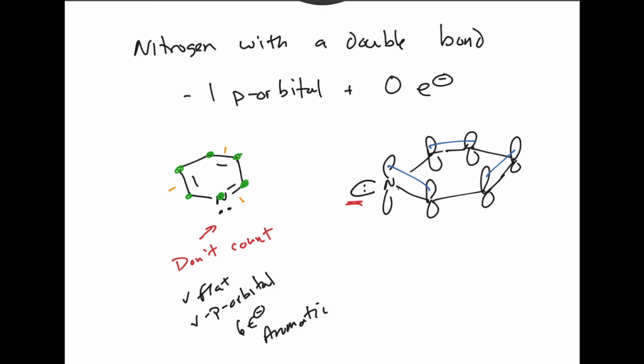So when you have a nitrogen that has a double bond, it almost just acts like it's a carbon on a double bond, right? Its lone pair doesn't matter. You're just saying, hey, you give me a p orbital and we're good. Fun fact, that nitrogen-containing molecule is called pyridine.